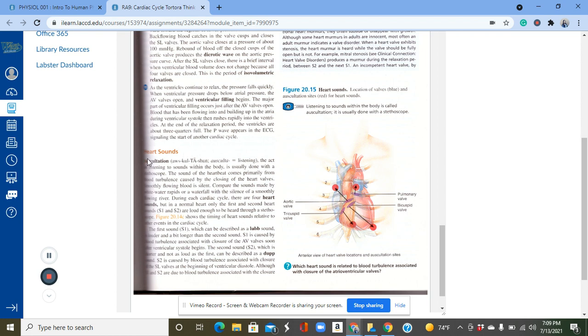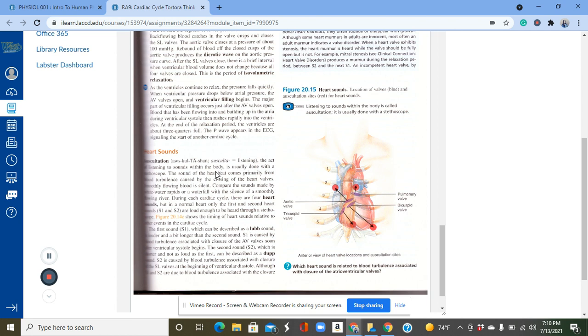I can't make out what it is, but it says here it's auscultation, also known as listening. It's just the act of listening to the sounds within the body, and it's usually done with a stethoscope. The sound of the heartbeat comes primarily from the turbulence caused by the closing of the heart valves. Smoothly flowing blood is silent. Compare the sounds made by pristine water rapids or a waterfall with the silence of a smoothly flowing river.